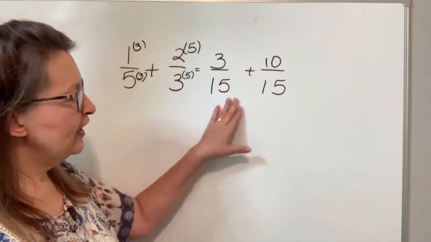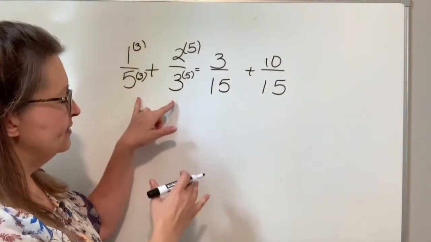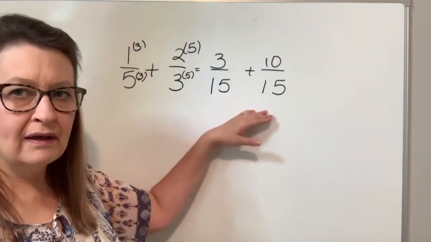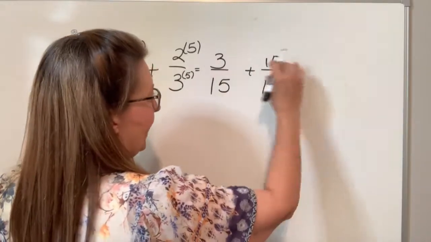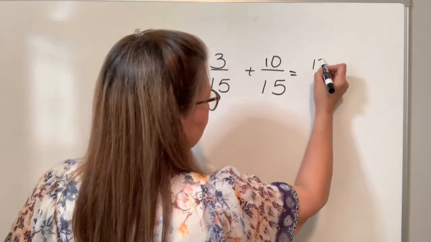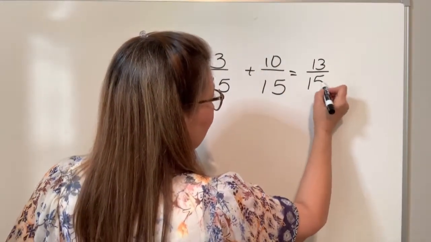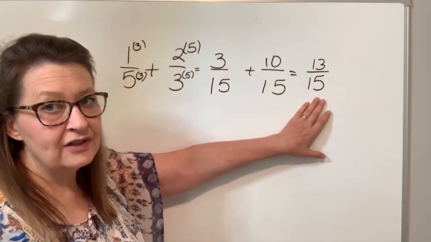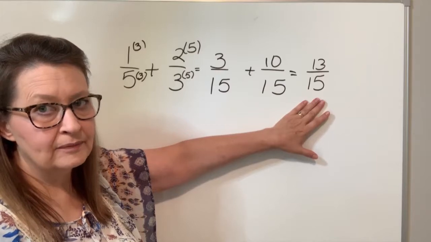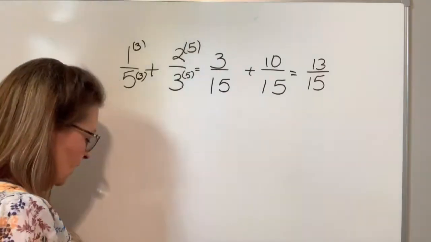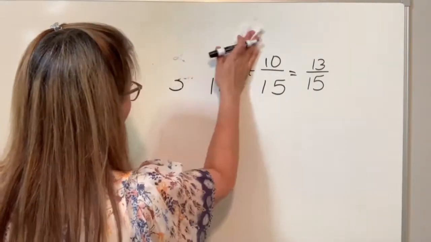Now, I've effectively chopped up these pieces into more pieces, but they're all the same size now. So all I have to do is add the numerators. 10 plus 3 is 13. Remember, the size of your piece didn't change, so your denominator is not going to change when you add or subtract. Okay? Now, let's look at one more example.